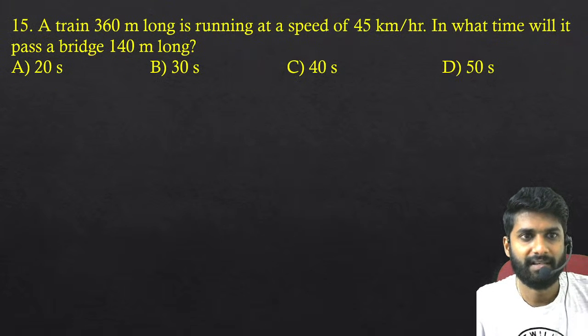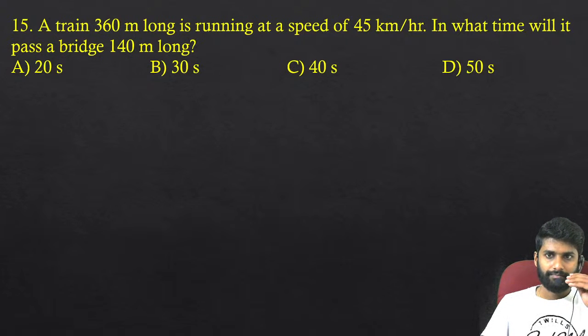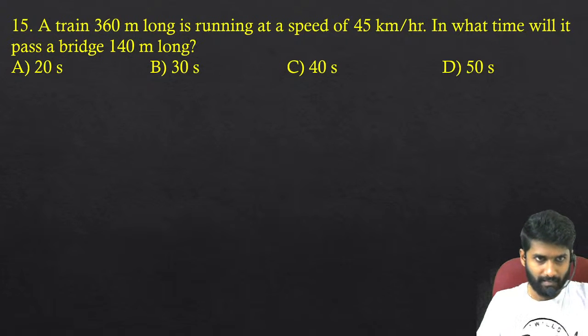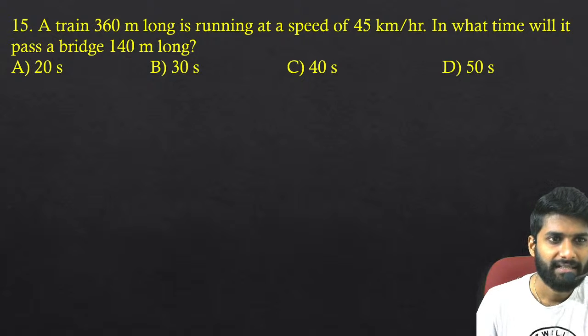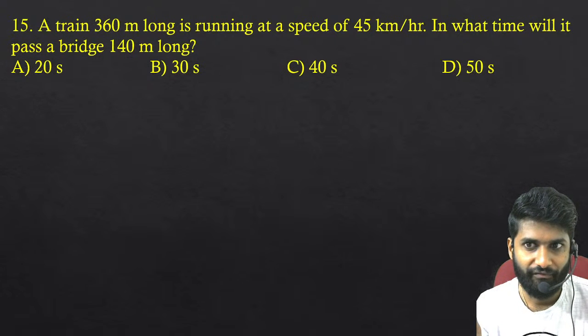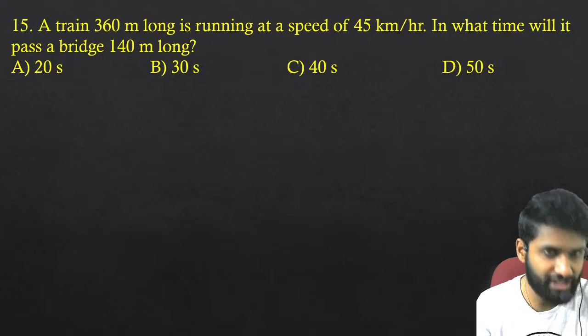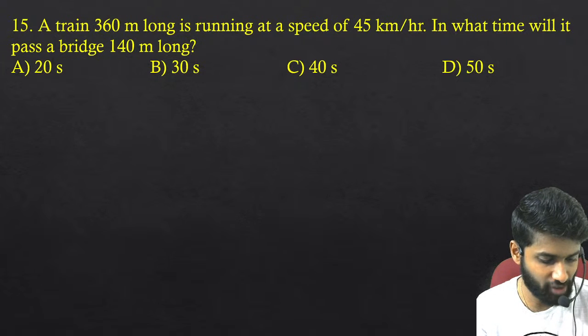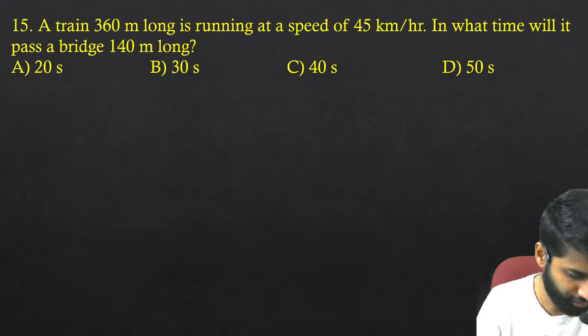Try the next question. Now see, a train 360 meters long, running at a speed of 45 km per hour. In what time will it pass a bridge of 140 meters long? That's the question.